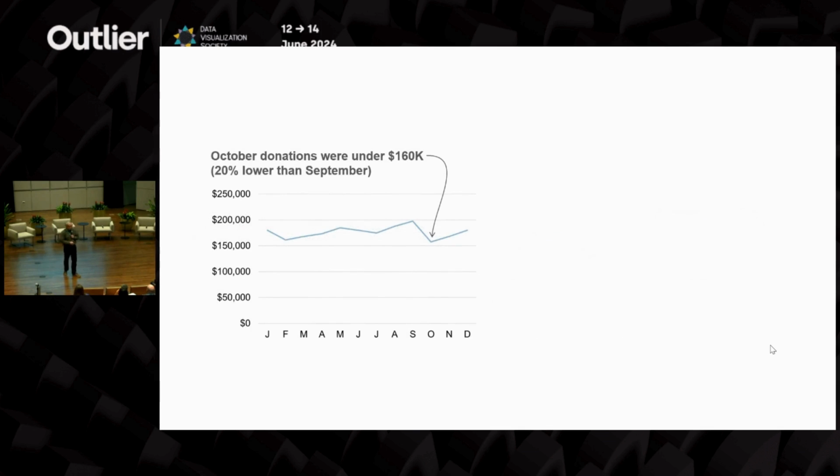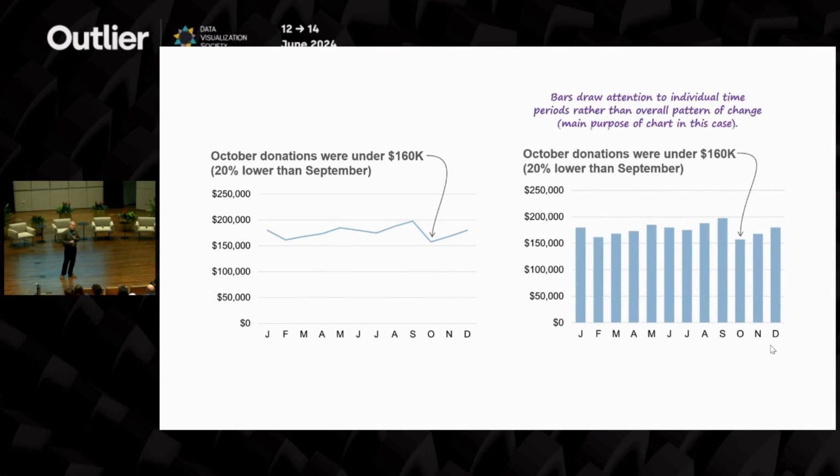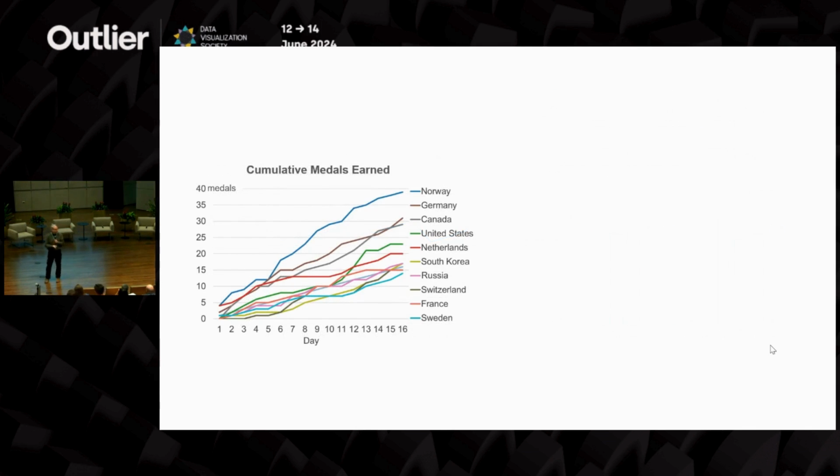Now what we're trying to say is that our donations here were under 160K, 20% lower than September. And so this isn't really a story about pattern of change, about increase or decrease. Really, it's just a story about two individual time periods. In this case, I'd probably go with a bar chart rather than a line chart, because a bar chart really invites our eyes to consider these as more discrete individual values rather than a single pattern or continuum of values. I don't think a line chart would be a mistake in a case like this, but if this is the insight I'm trying to communicate, bars, I think, are probably going to be a better choice.